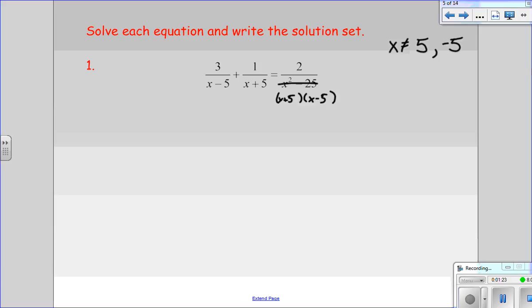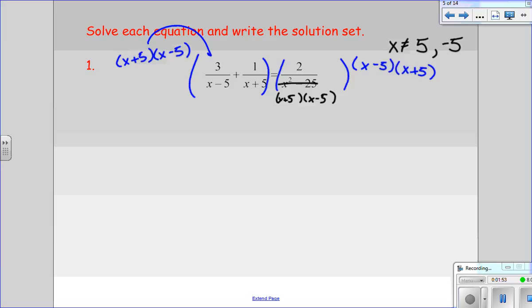Now in this problem, we notice that we are going to have to multiply both sides by the least common denominator, and the least common denominator of all of these fractions is x plus 5 and x minus 5. That's what you need to multiply both sides by to clear all of the fractions. Now let's go ahead and distribute this, and then we'll proceed and do our steps afterwards.